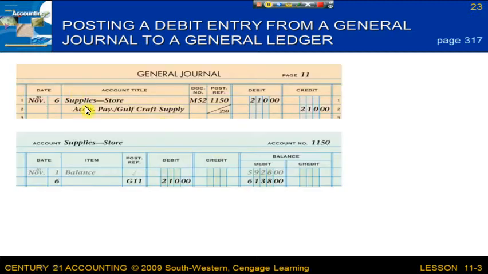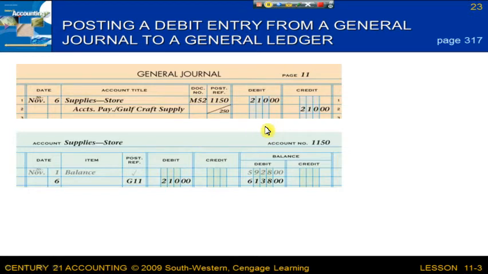one of the columns. Now we're going to post a debit entry from a general journal to a general ledger. So that was the cash payments journal. This is a general journal. Remember, this is what your general journal looks like. This is where we record things that do not go in purchases, sales, or cash payments. The general journal is for everything else.